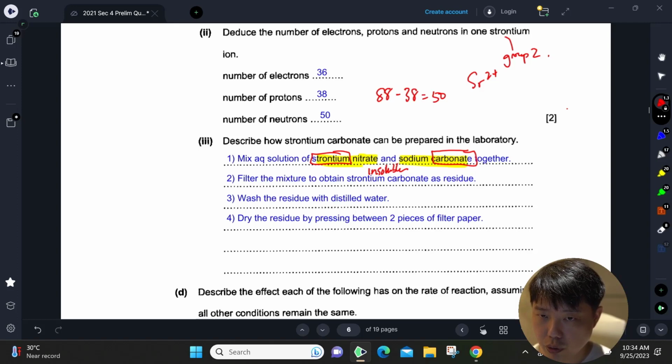As a residue, which you can then filter out. Okay, remember to filter it. Wash it with distilled water, get rid of the impurities, and then pat them dry between two pieces of filter paper. So that's how you can do it.